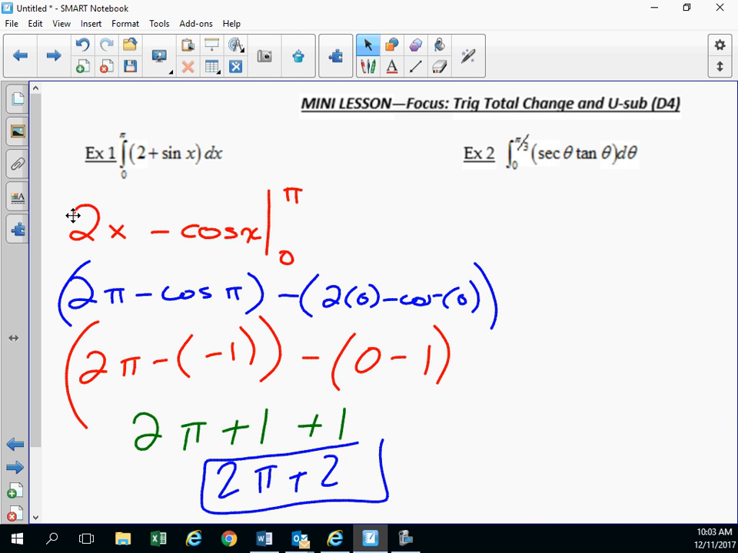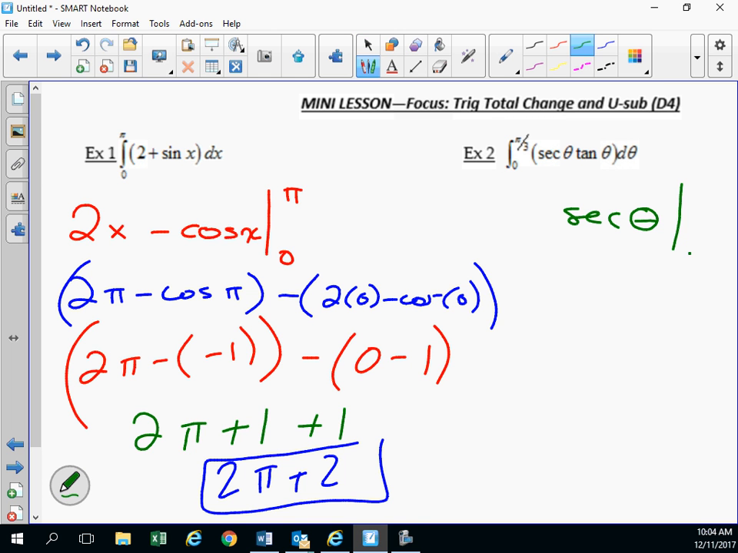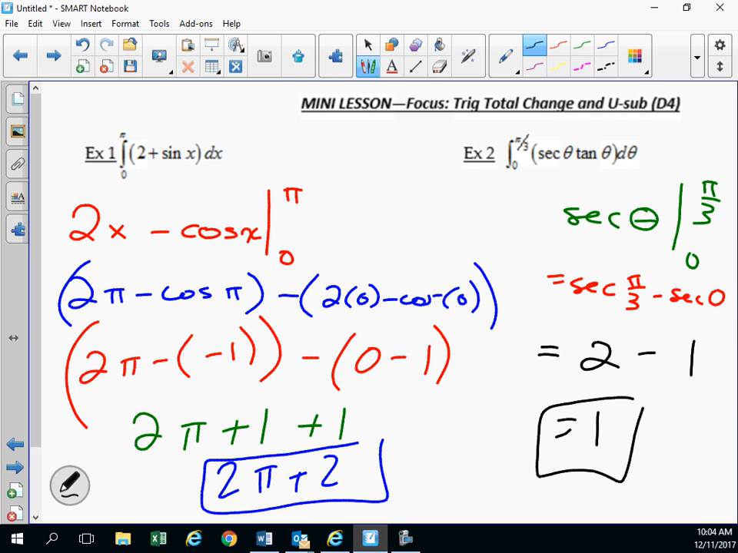We didn't do definite. Yesterday we just did indefinite. So for the second one, what's the integration of secant tangent again? Secant theta evaluated from 0 to pi over 3, which is the secant of pi over 3 minus the secant of 0. I always think of secant in terms of cosine, so the cosine of pi over 3 is 1/2. So the secant of pi over 3 is 2. Cosine of 0 is 1, so the secant of 0 is 1.